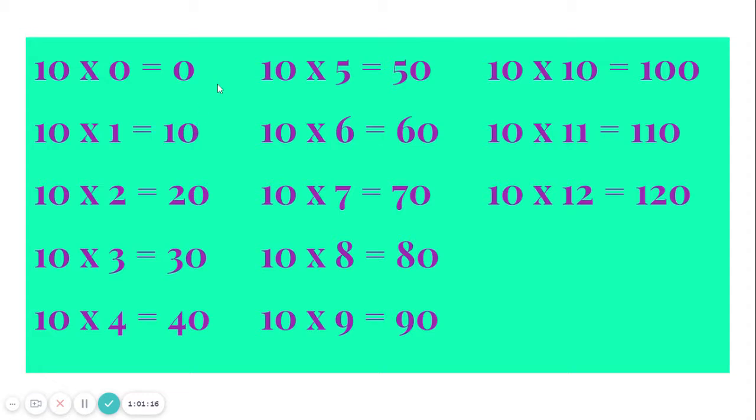Here we go. We're going to go over the 10s. Anything times 0 is 0. Anything times 1 is going to be the other number. Now check it out. 10 times 2, write a 2, put a sticker on the end. See the pattern? 30, 40, 50, 60, 70, 80, 90, 100, 110, 120.